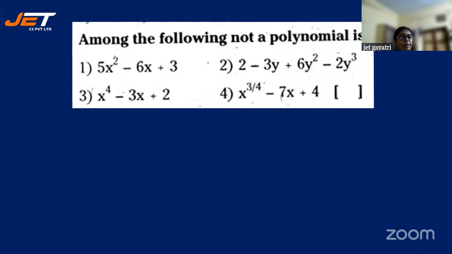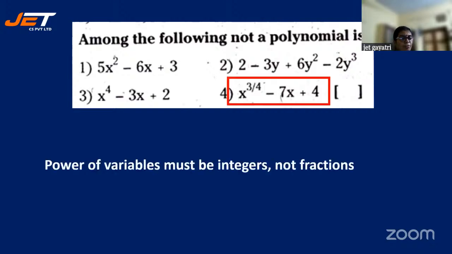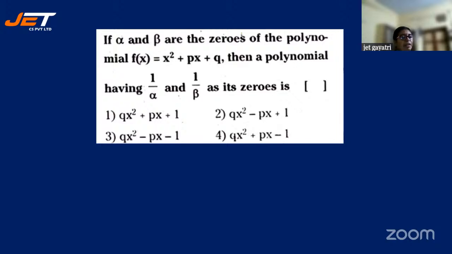Among the following, dash is not a polynomial. Which one? It should be option 4, isn't it? Because a polynomial cannot have a fraction in its power. So the power of variables must be integers and not fractions. That's why option 4 is the correct one. Alright, see the next question. If alpha and beta are the zeros of the polynomial f of x, x square plus px plus q, then a polynomial having 1 by alpha and 1 by beta as its zeros is dash.